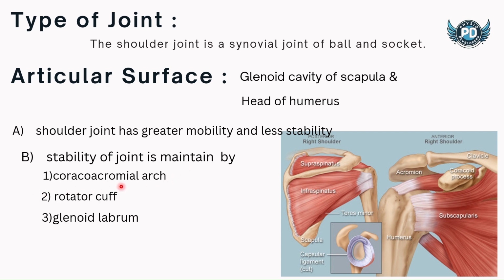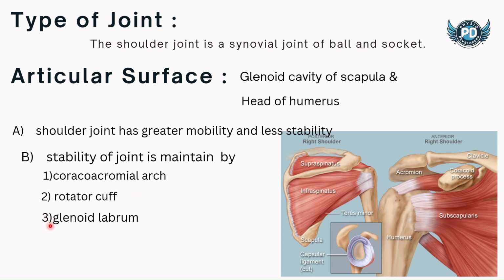First one is coracoacromial arch. This coracoacromial arch is present from the apex of the acromion process to coracoid process. This coracoacromial arch acts as a secondary socket to the shoulder joint. Second one is rotator cuff. What are the rotator cuff muscles? Supraspinatus, infraspinatus, teres minor, subscapularis. These four muscles also give stability to the shoulder joint.